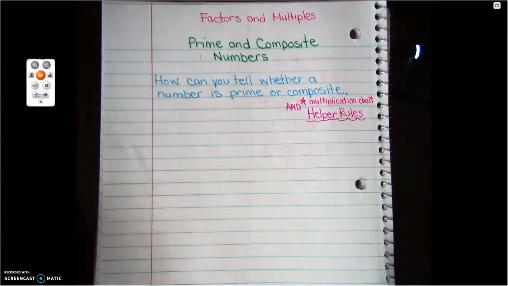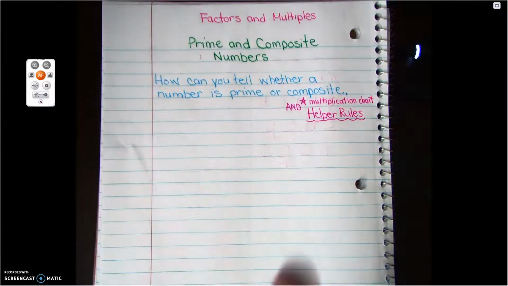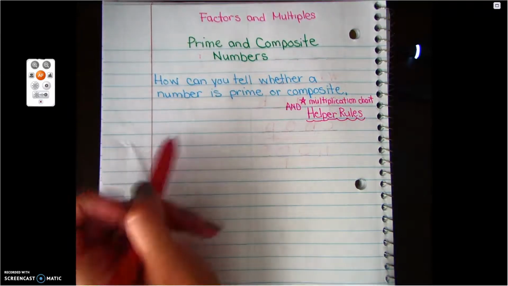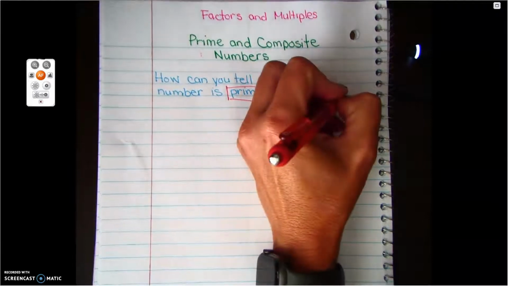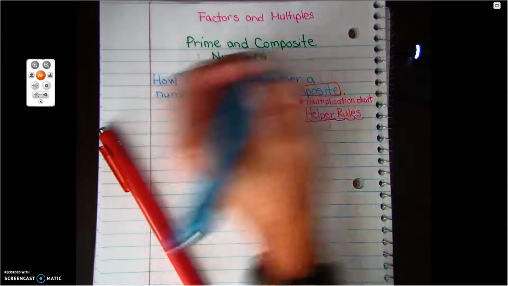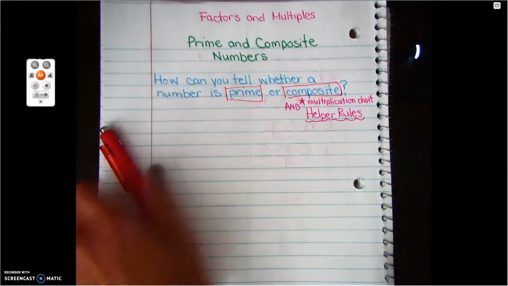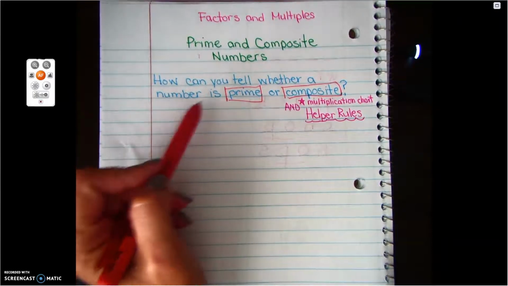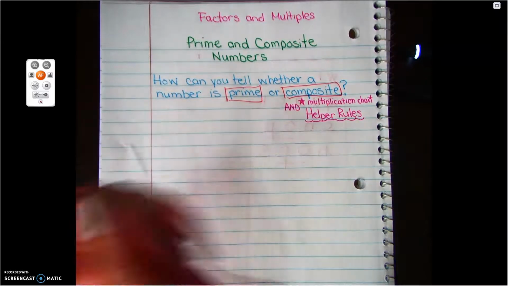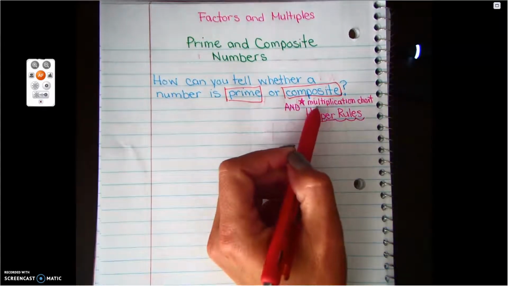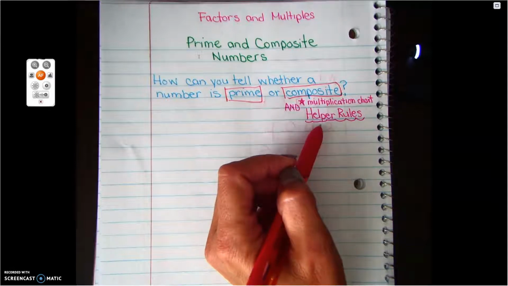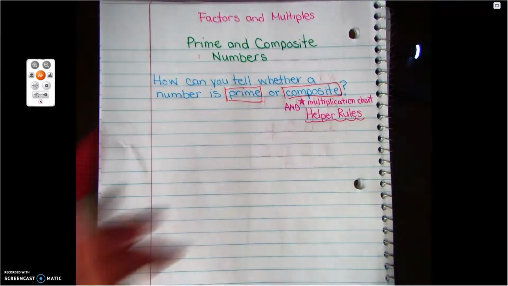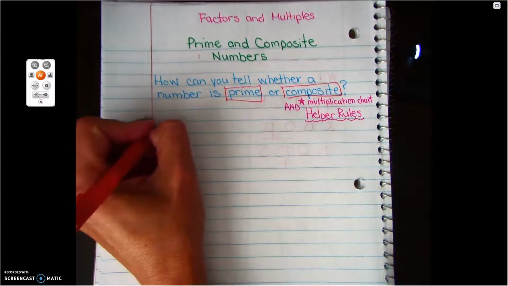So you might be like, what are you talking about, Mrs. Corbin? So I'm going to give you the definition first of what a prime number is and what a composite number is. And I need a question mark here because that's a question. How can you tell whether a number is a prime or a composite? And then I'm going to show you how to use the multiplication chart to help you, and a few of our helper rules, our divisibility rules. So first of all, let's talk about prime.